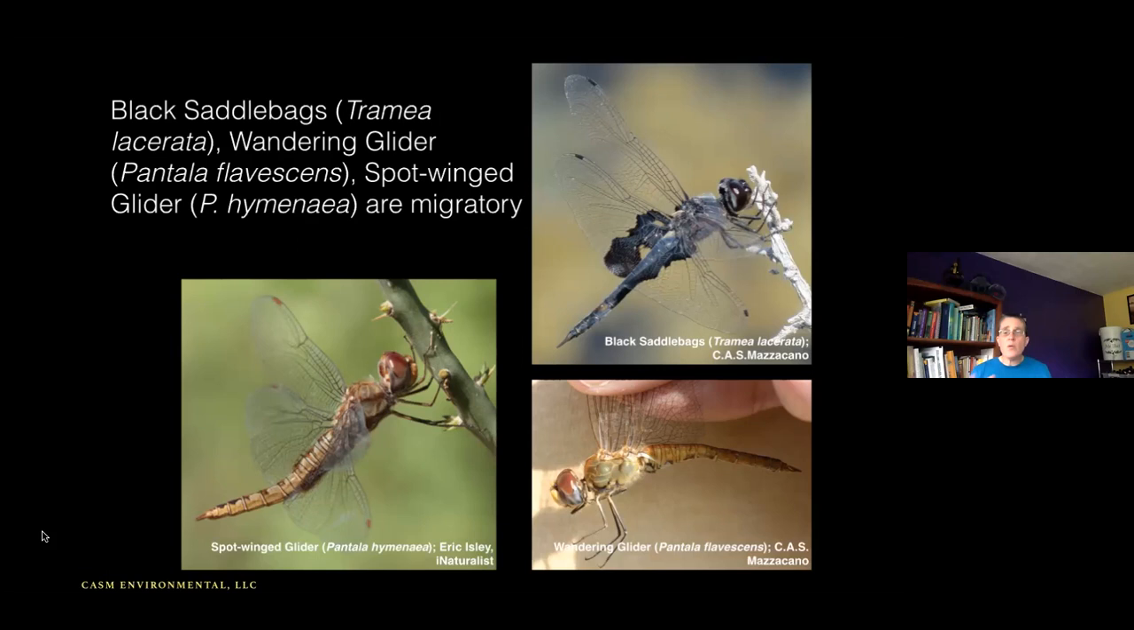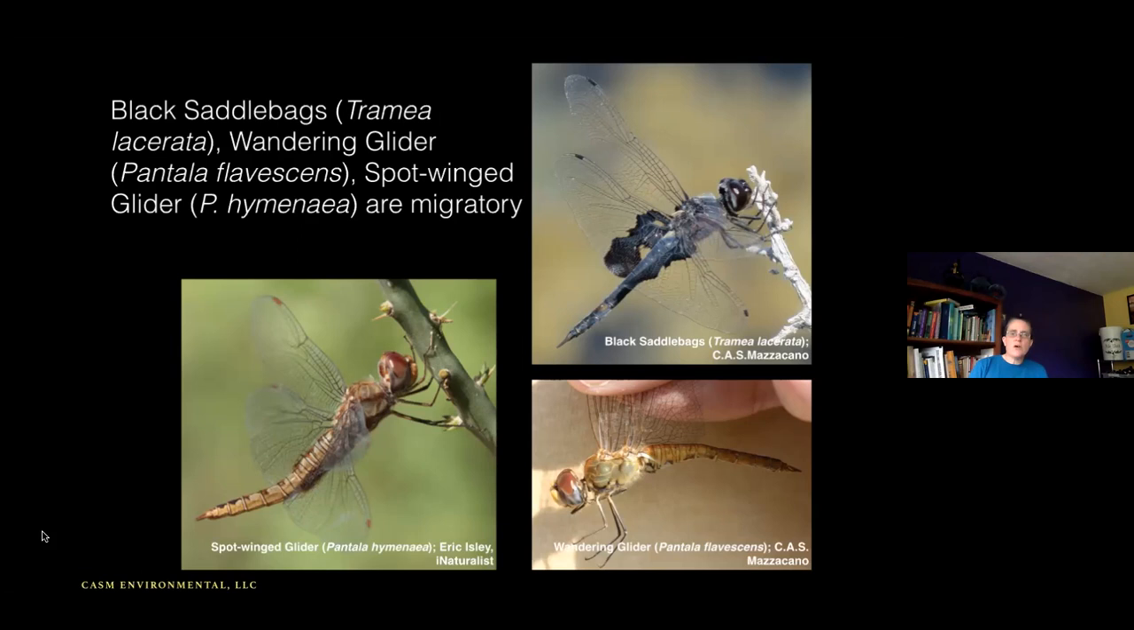So both spot-winged and wandering gliders are really more tropical species, and they rely on rainwater pools in order to breed. So it's thought that they have no choice but to be migratory. They have to follow the rain, they move north, they lay their eggs, and then they retreat back into the south. So there are no resident populations of those as far north as we are. They don't overwinter here. They move back up, and then they retreat back down every season.